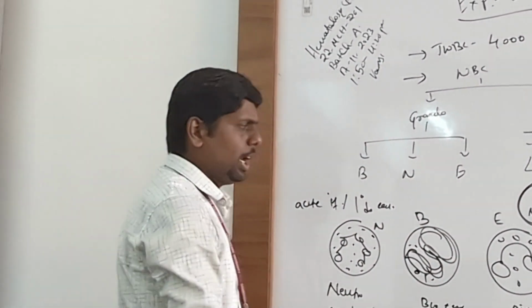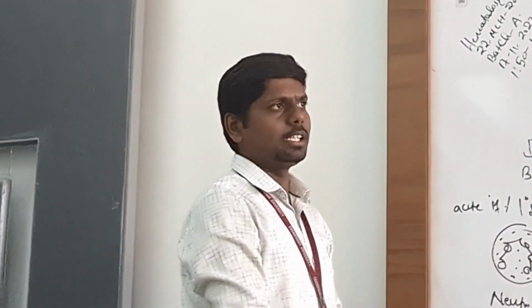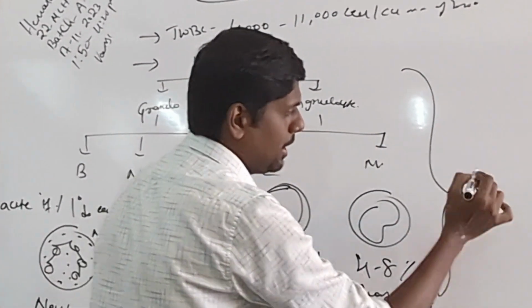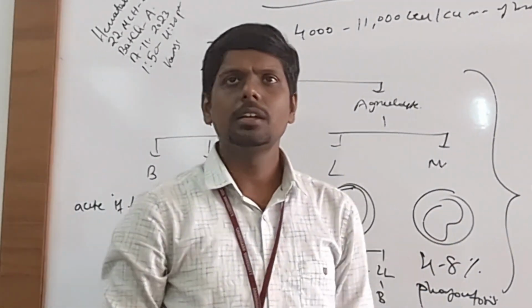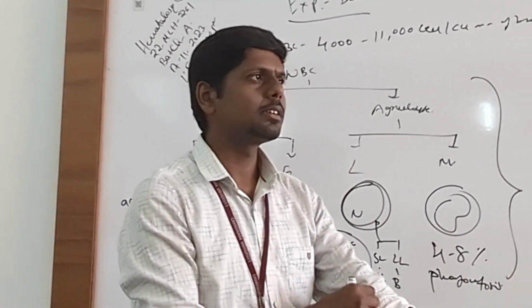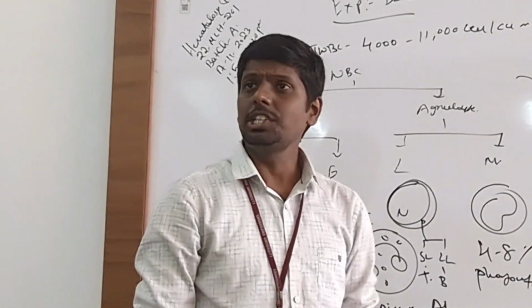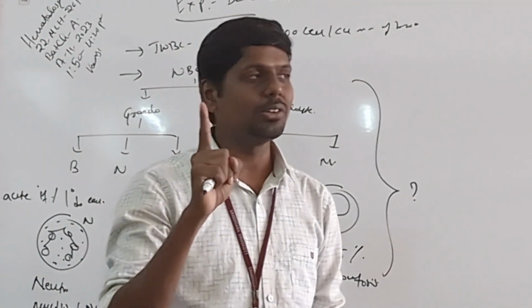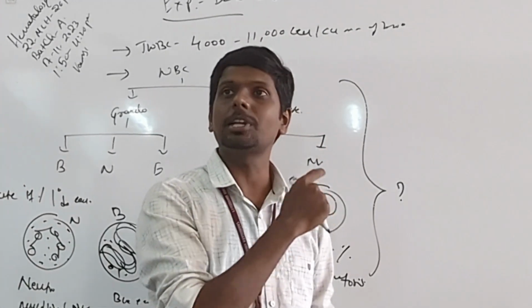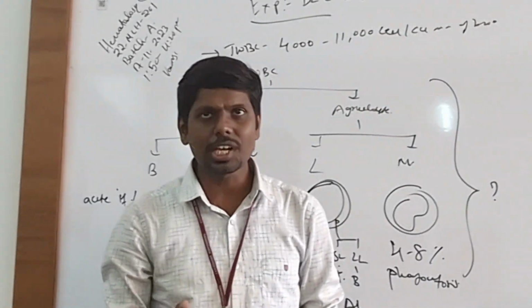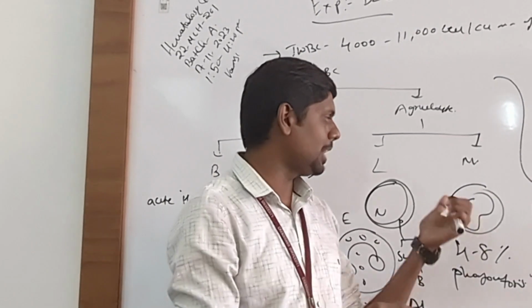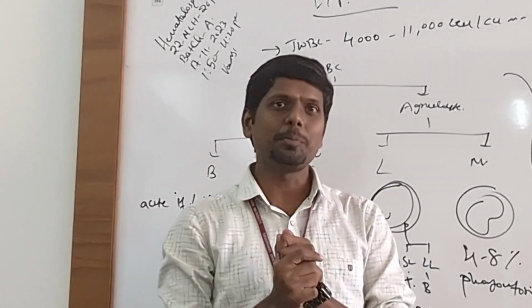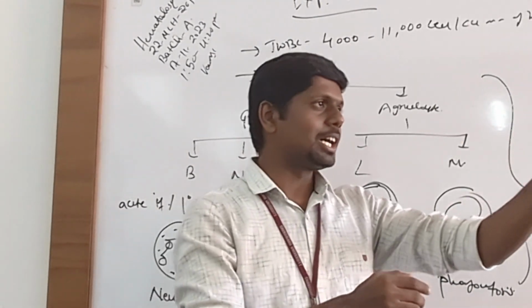In order to visualize all these 5 types of cells, what stain are we using? What stain are we using to visualize the white blood cells? Yes, H and E staining. No, that's a blunder. H and E is used in histopathology, not in hematology. What stain do we use to visualize these cells?